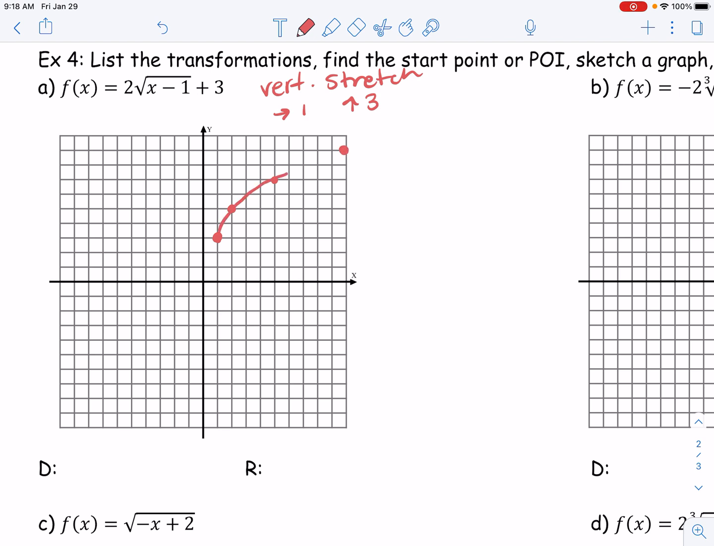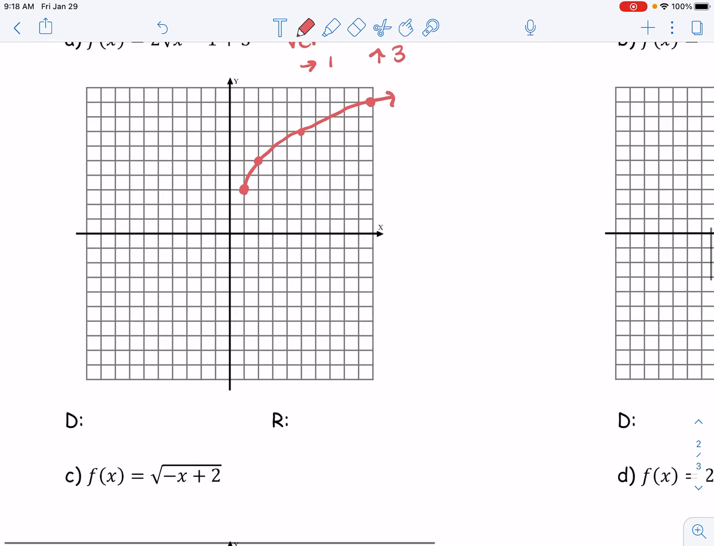And so now we see that square root function. We can clearly see that it's been vertically stretched. Now our domain starts at 1 and it goes to infinity, and that range starts at 3 and goes to infinity.